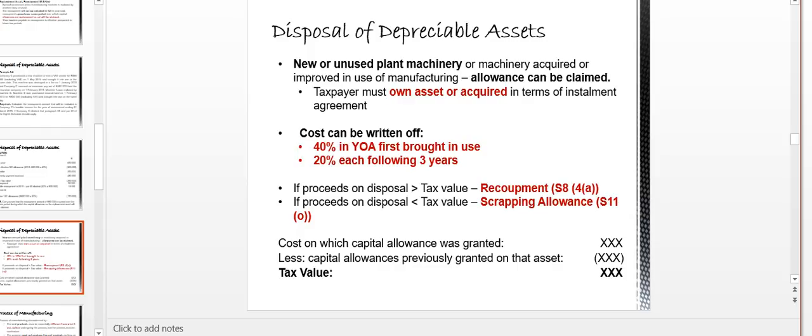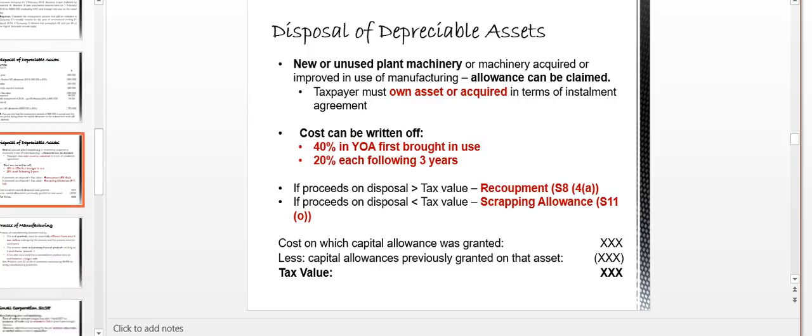So this just again tells you what your tax value is, the cost on which the capital allowance was granted, less the capital allowance previously granted on the asset. So the cost less the capital allowances.